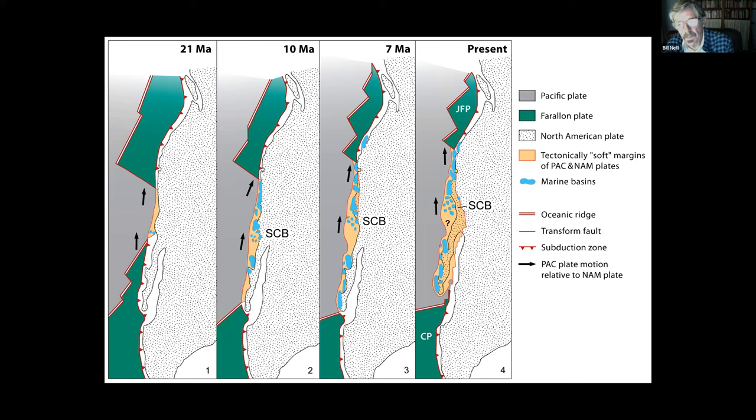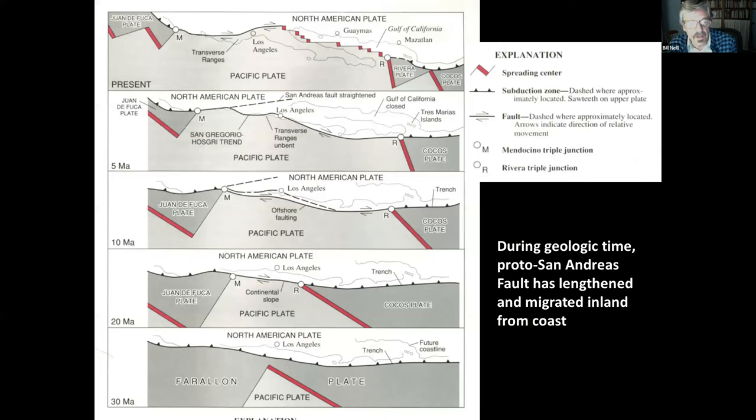And the San Gabriel Fault and the San Gabriel Mountains was part of that process. It was one step of that process. Here's another view of the same story, and you see that Baja California is not really involved as a transfer to the Pacific Plate until about 5 million years ago, fairly late stage.